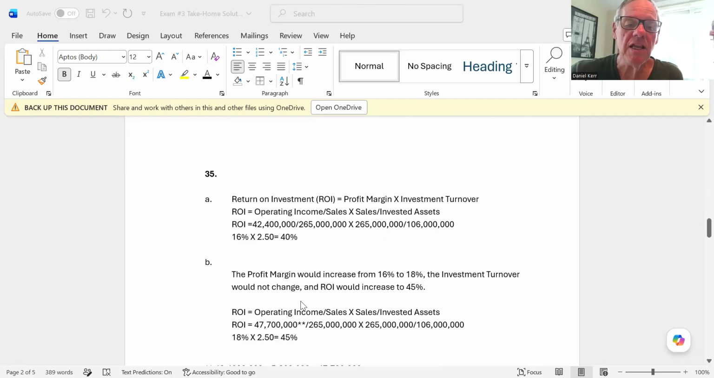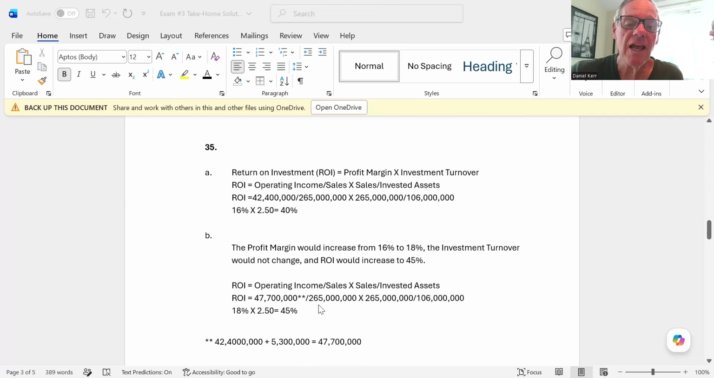And then what happens in B, if you went ahead and you cut expenses somehow by 5,300,000 without affecting sales, then your operating profit is not 42,400,000. If you can figure out how to reduce expenses by 5,300,000, that's going to increase your operating profit to 47,700,000. Divide that by sales. Okay, so that now goes from 16% to 18%.